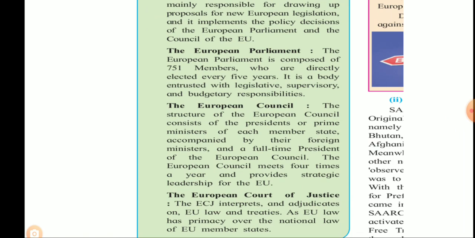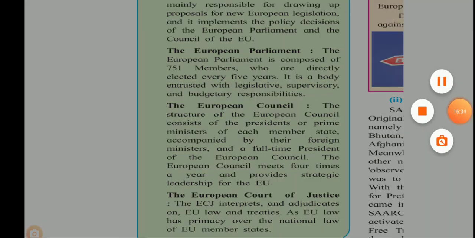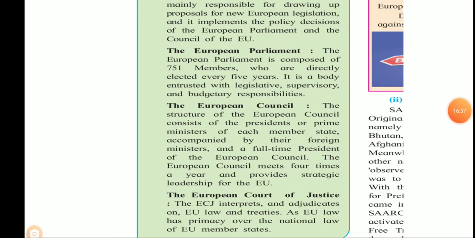as EU law has primacy over the national law of EU member states. In this way, we have completed with the question answers of the lesson number 1.